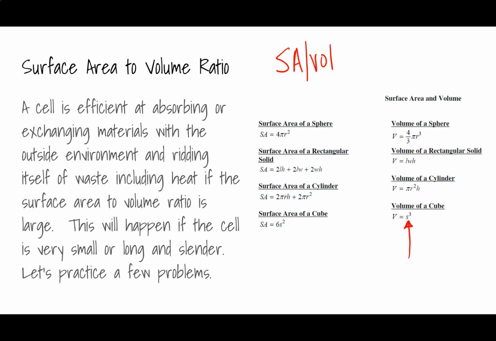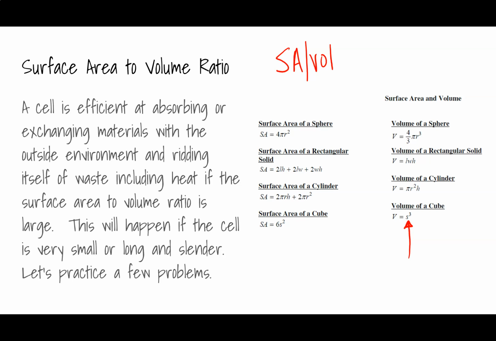So it's all about surface area to volume ratio. I would say a few of you messed up the fact that if the surface area to volume ratio was big, that was bad. And that's wrong. A big surface area to volume ratio is what you want. That means that the cell is efficient. So be careful on that. A couple of you messed that up.